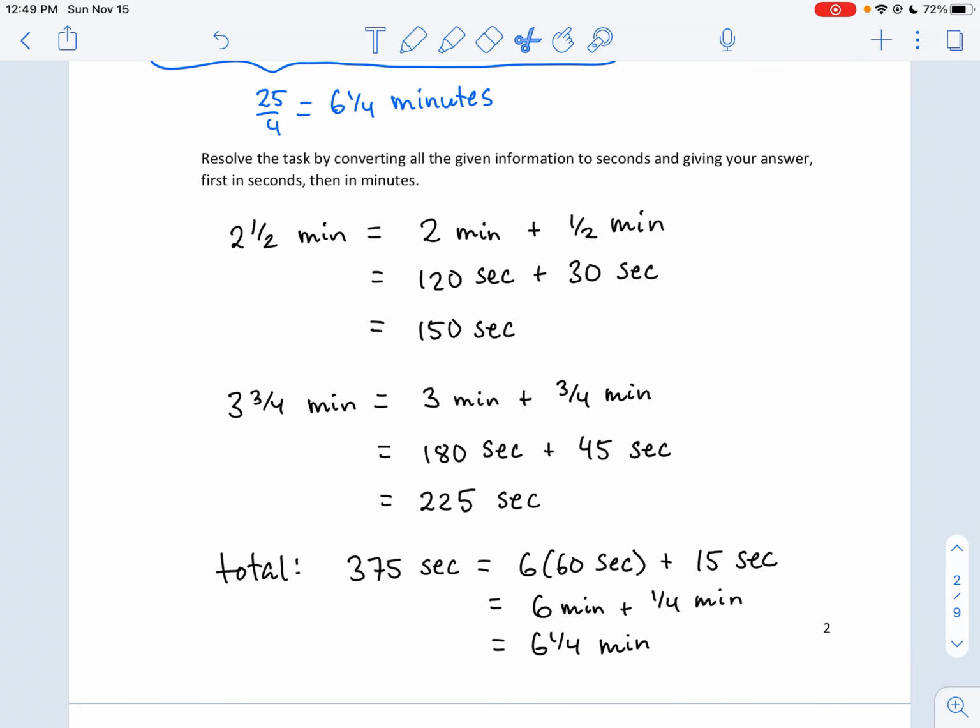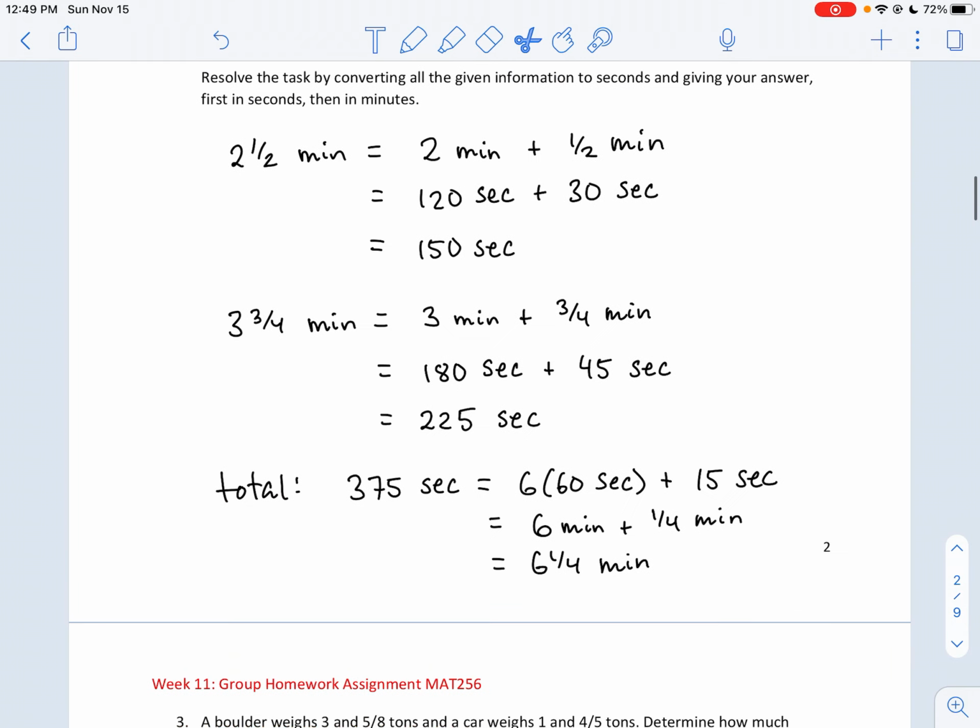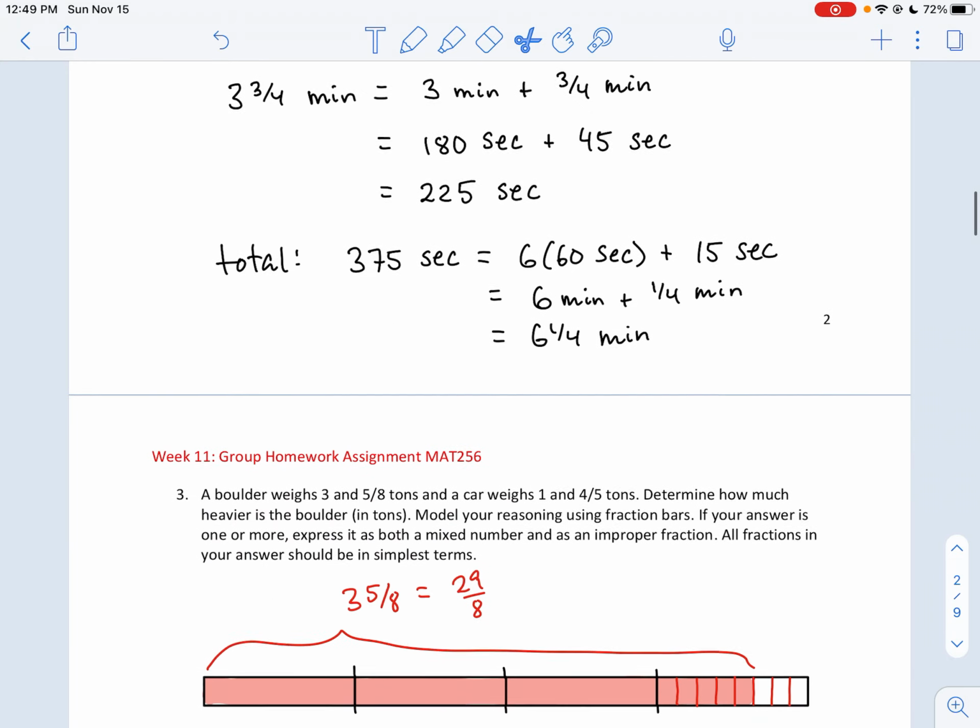And here I converted everything to seconds, added those together, and then reconverted back to minutes. I'm not going to go over all the details of this. Feel free to pause the video and look it over.